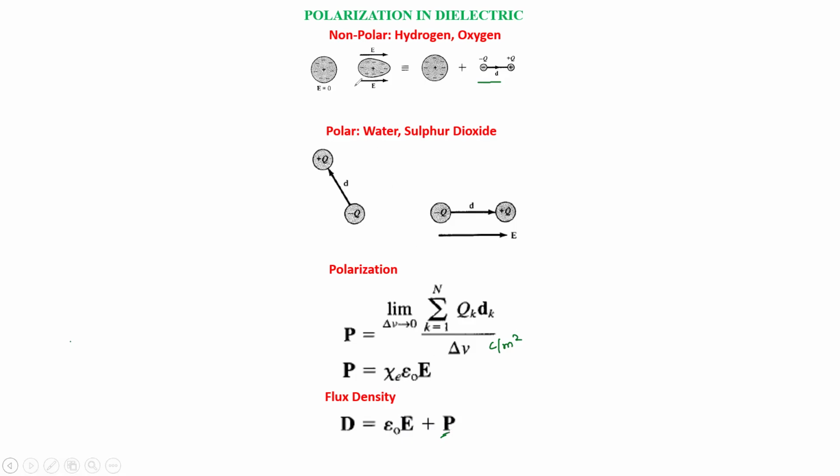And here we have non-polar polarization. Non-polar dielectric means hydrogen and oxygen. Polar means what we have, water and sulfur dioxide.